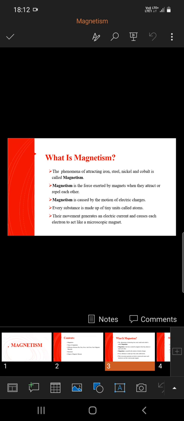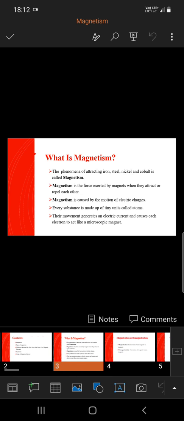To start, we have to know what magnetism is. The phenomenon of attracting iron, steel, nickel and cobalt is called magnetism. Magnetism is the force exerted by magnets when they attract or repel each other. Magnetism is caused by the motion of electric charges. Every substance is made up of tiny entities called atoms. The movement generates an electric current and causes each electron to act like a microscopic magnet.